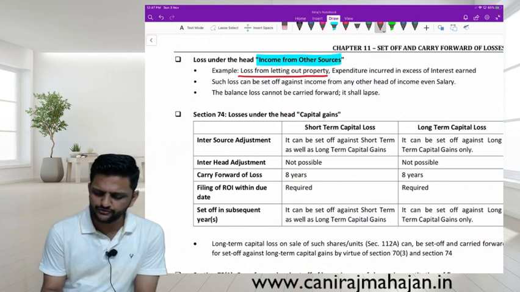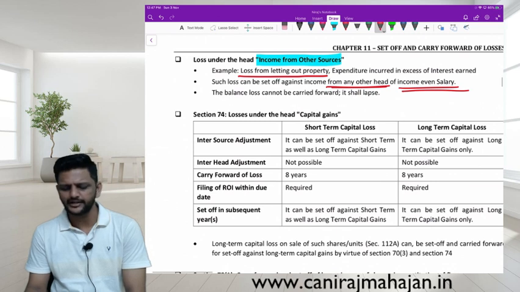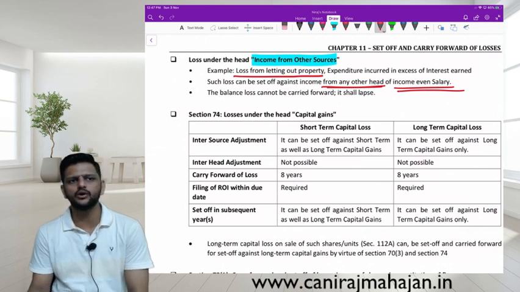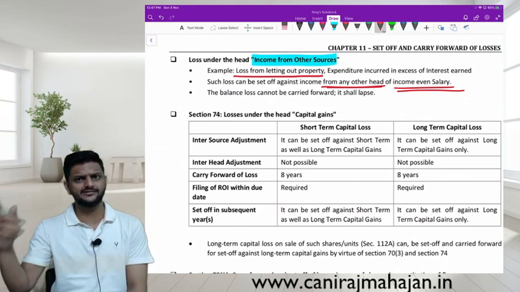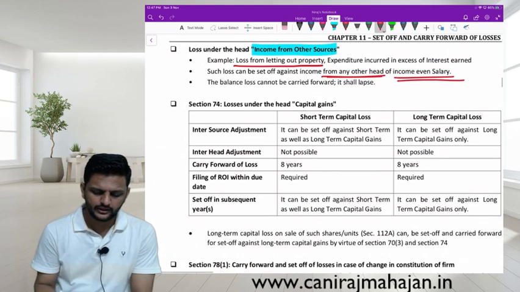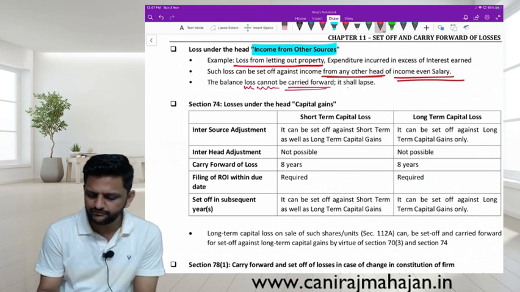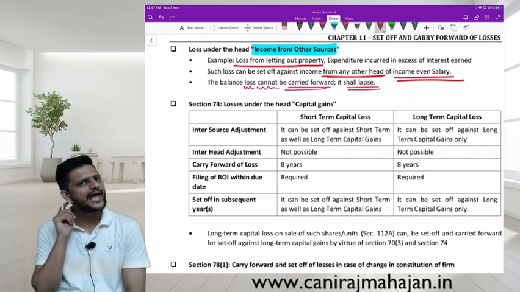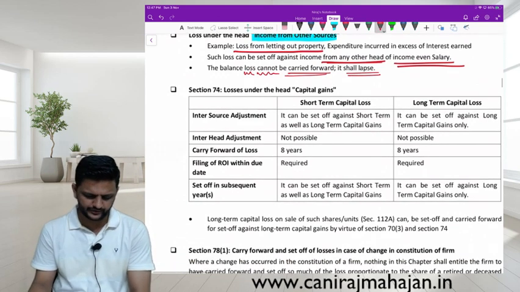Such loss can be set off against income from any head of income, even from salary. But IOS losses are very rare, that doesn't usually happen, but still IOS losses are allowed to be set off against salary income also. The balance loss cannot be carried forward, it shall lapse. Lapse means gone, useless, expired. Okay.